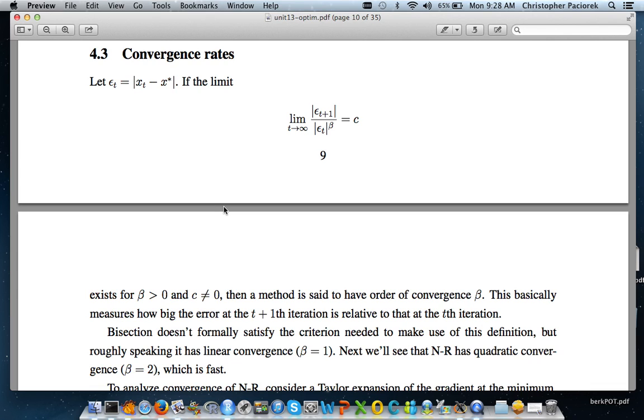As beta gets closer and closer to 1, then this error is not going to be all that much smaller than this error is, so it's going to be a method that doesn't converge very quickly. So we basically want beta to be as large as it can.